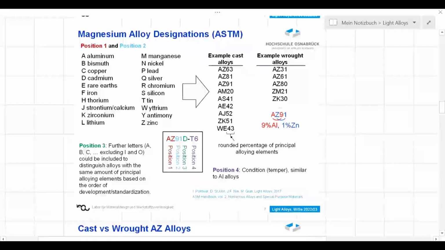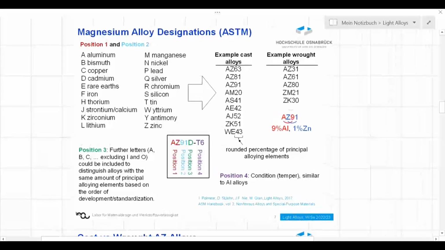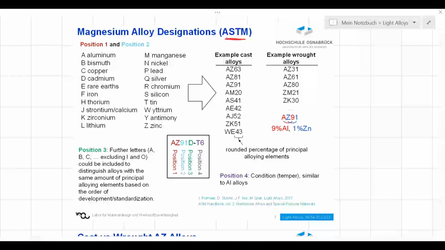Good. Now let us have a look at the designations of magnesium alloys. How could we call magnesium alloys? For that, there is an American standard. The American Society for Testing and Materials, ASTM, has proposed this designation, where we could use up to 4 different positions in order to designate magnesium alloys.